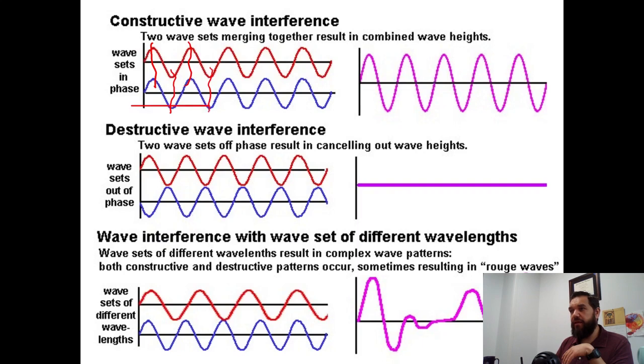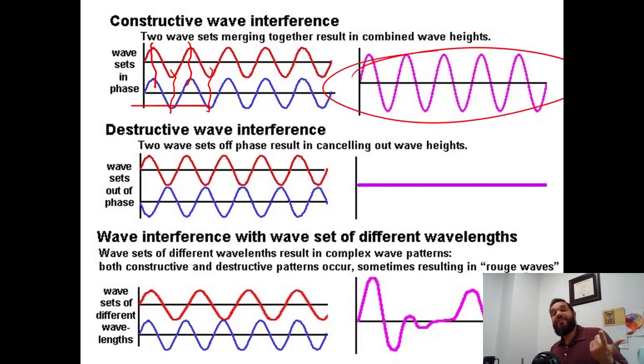Okay, you see that? What happens is they actually build each other up, and so that's called constructive interference. They actually construct something larger. They construct a larger wave. So you can see that these two waves can add together and become a larger wave.